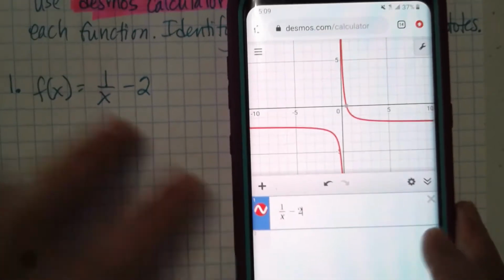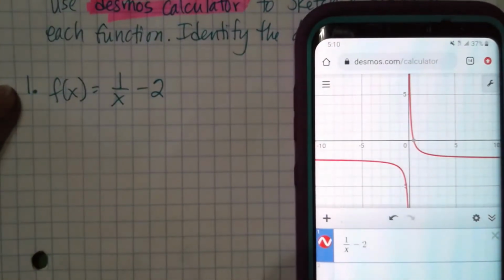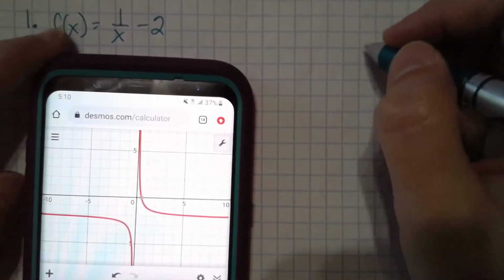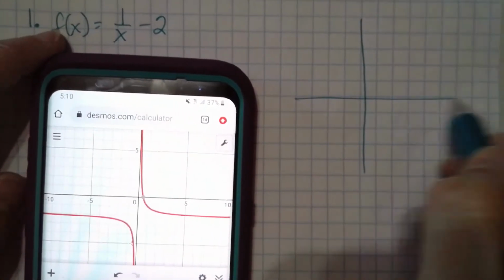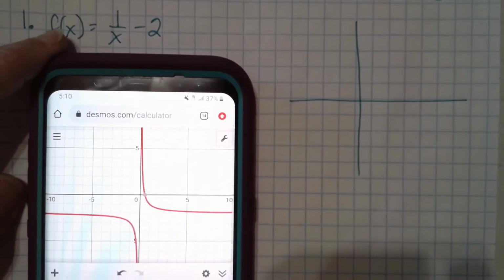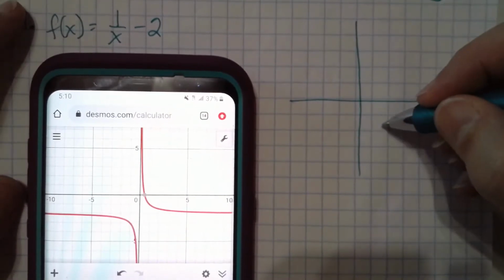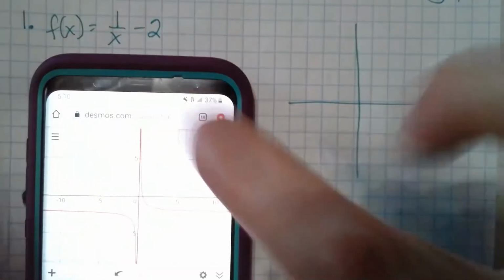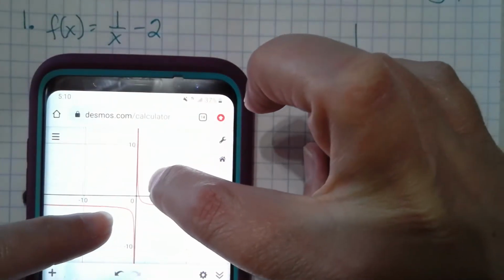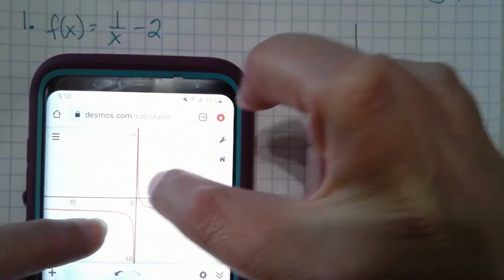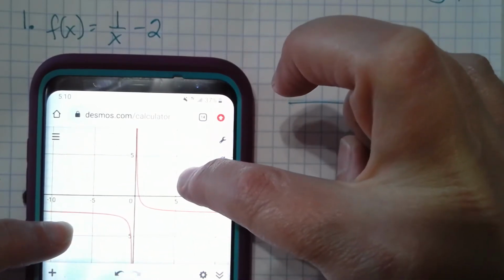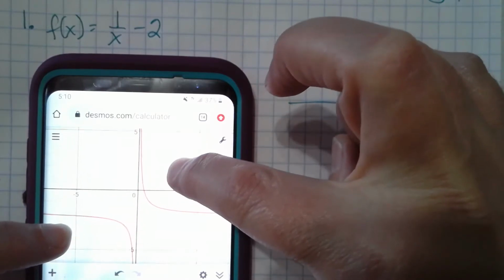So this is what my graph is going to look like, so I'm going to sketch that. I'm going to put it over here on this side. Pretend that these are straight. Notice that it comes down over here. If you're on your phone or on your computer, you can use 2 fingers and stretch and zoom. Do you see how this never crosses the x-axis? That's a good clue.